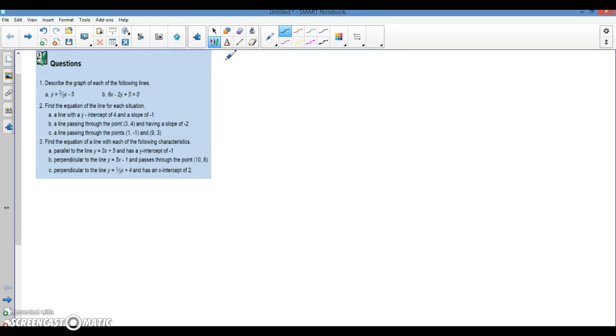Okay, guys, U4A6 assignment. I just want to go over the marking scheme for this. So we're talking about the first two graphs here. We're going to describe them. It's pretty lenient on how I mark this. The first one is this one here, 2/3 x minus 5. So something like this, the intercept is minus 5, and it has a slope of 2/3, so it's going that way, upwards. This one here, a little bit more work.